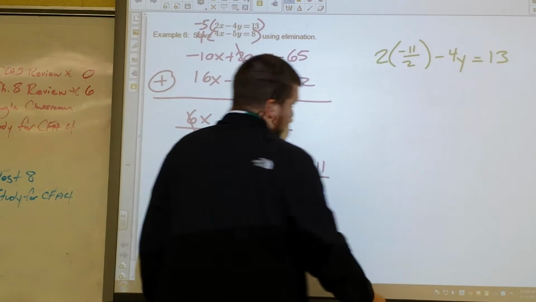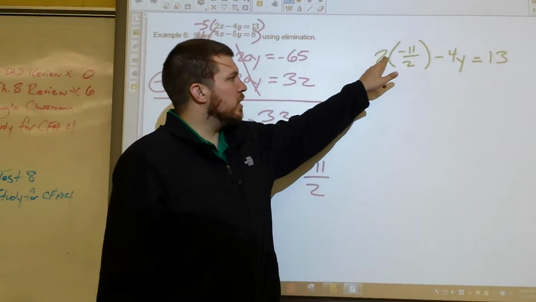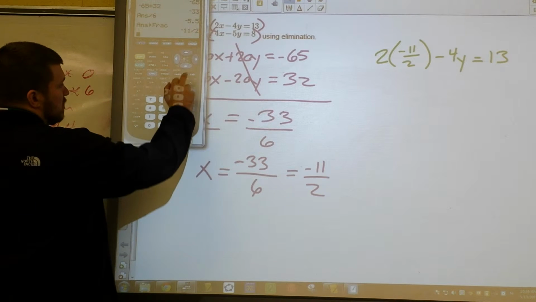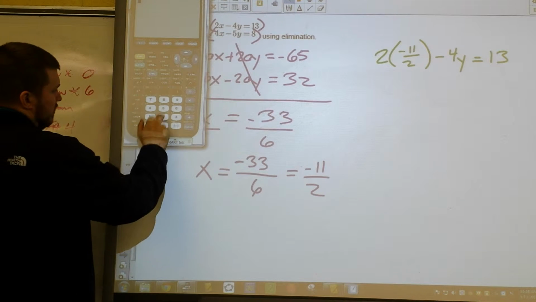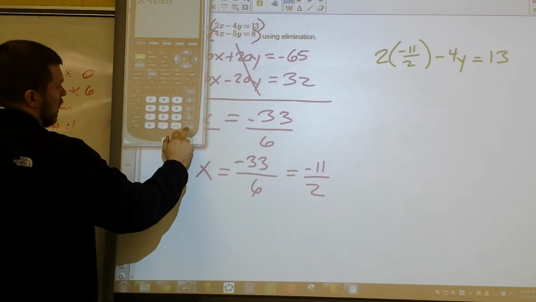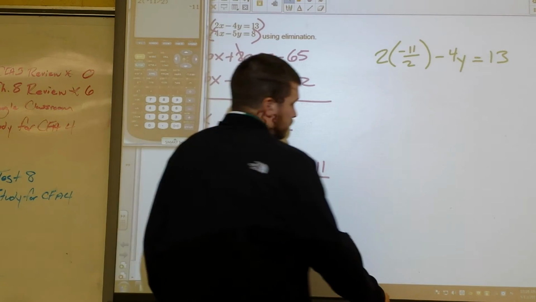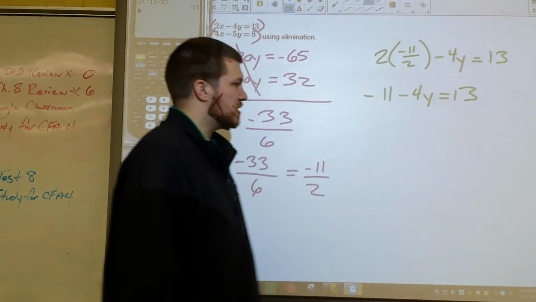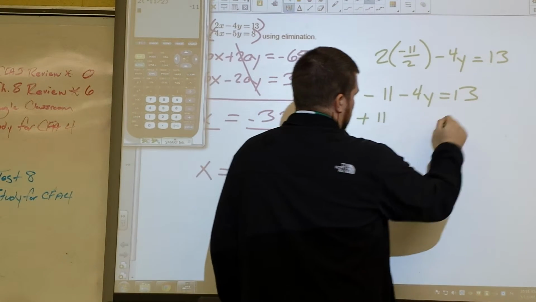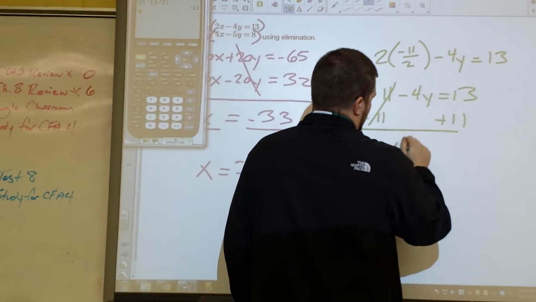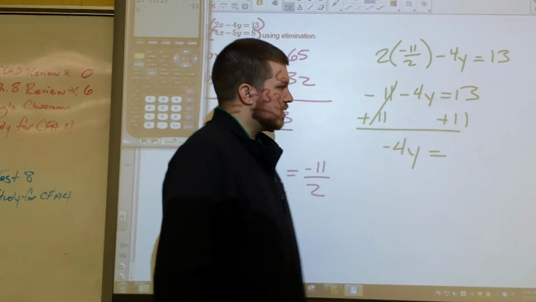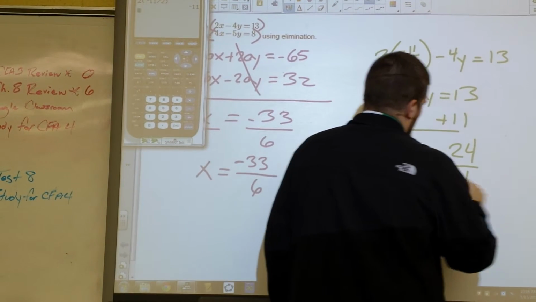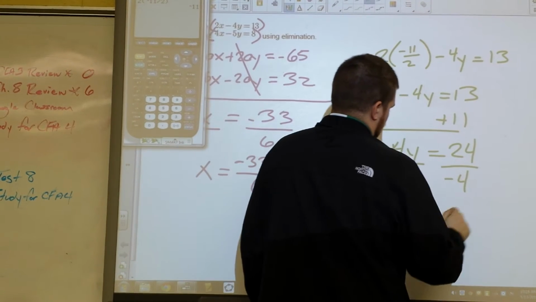Now I'm going to clean this up. Well, you should know that 2 divided by 2 cancels out, but if not, just use your calculator. No shame in that. So 2 times negative 11 halves will be negative 11. I'm just checking my calculator, and I was right. So negative 11 minus 4y equals 13, and I want to start getting y by itself. So I want to say plus 11 on each side. So negative 4y equals 13 plus 11, so that's 24. Now divide by negative 4. So y equals negative 6.